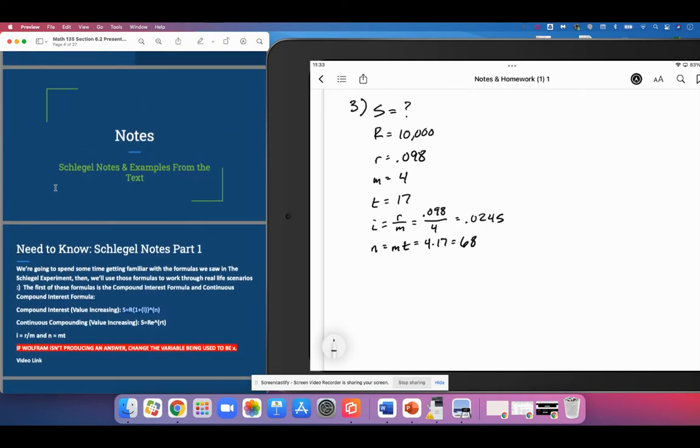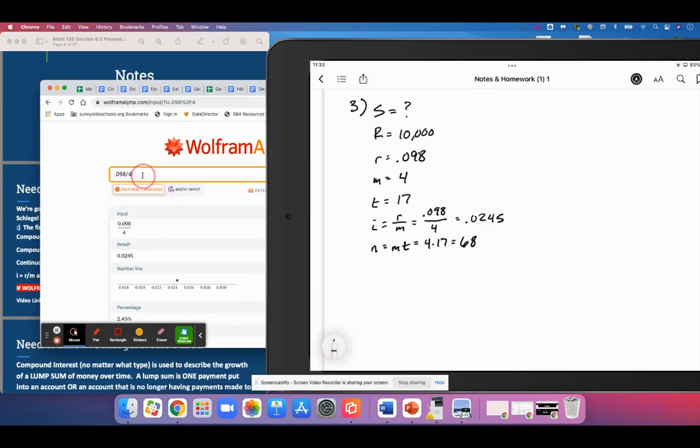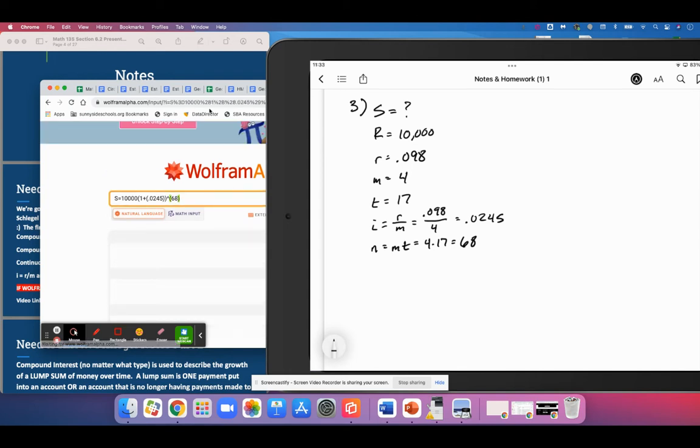Now again, in my case, I need to go up, get my compound interest formula. We'll feed that to Wolfram. And again, if you want to copy and paste those somewhere else so it's easier for you to get them, go ahead. For I, I could put in the fraction 0.098 over 4, or I can just put in directly 0.0245. Whichever you care to do at the time is fine. And for n, I'm going to go ahead and put in 68.